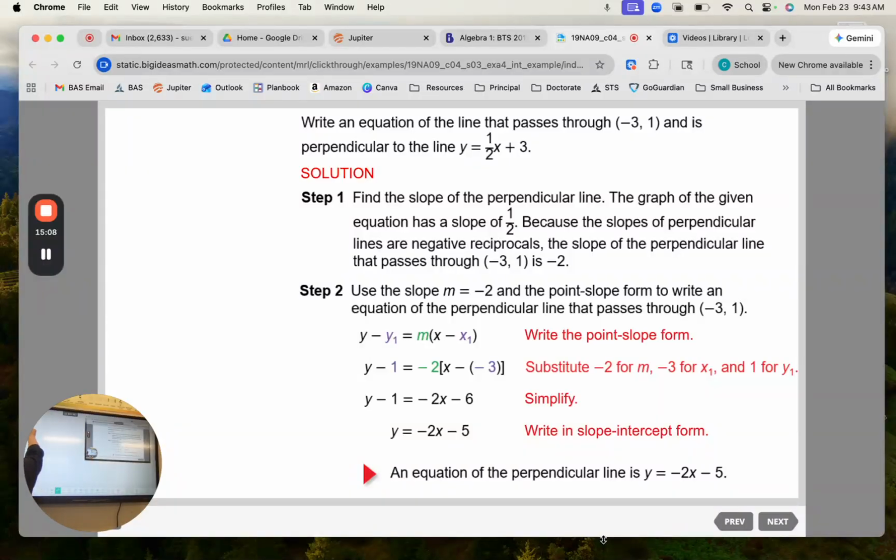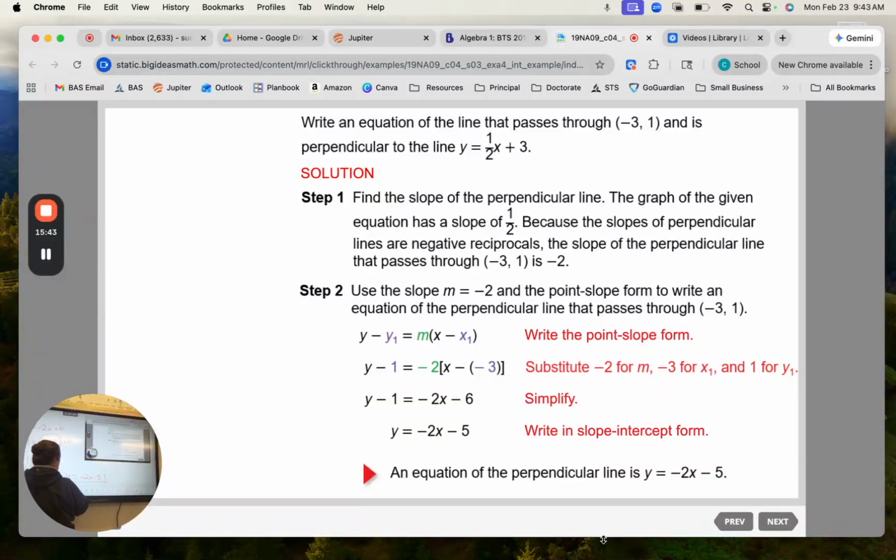All right, so we have y equals, what's our new slope? -2. Negative 2x plus b. What is the point they want us to use? 1, -3. So 1 goes here, and -3 goes where the x is, plus b. Now I can solve. What is -2 times -3? 6. Okay, how do I move the 6? Subtracting. 1 minus 6 is -5, so b is -5. So y equals -2x minus 5.